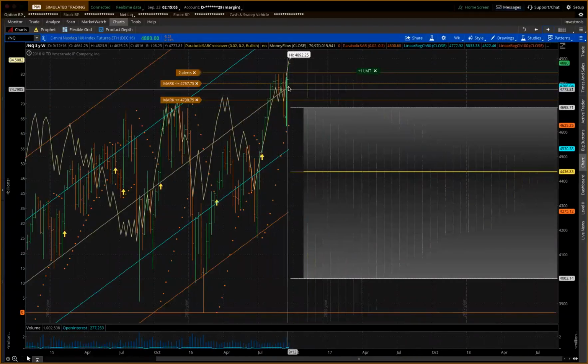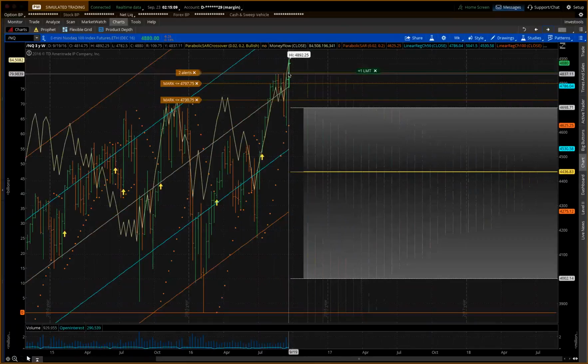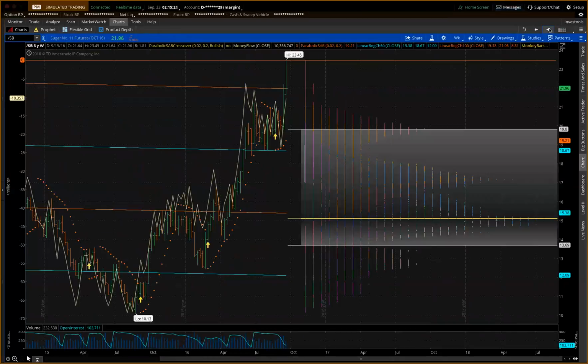NASDAQ, we have the breakout, much better looking than the ES. I would expect, though, some sort of retest here. You can see the angle of ascent is quite high. We're getting goofy frothiness again in individual issues and also with those Apple calls.